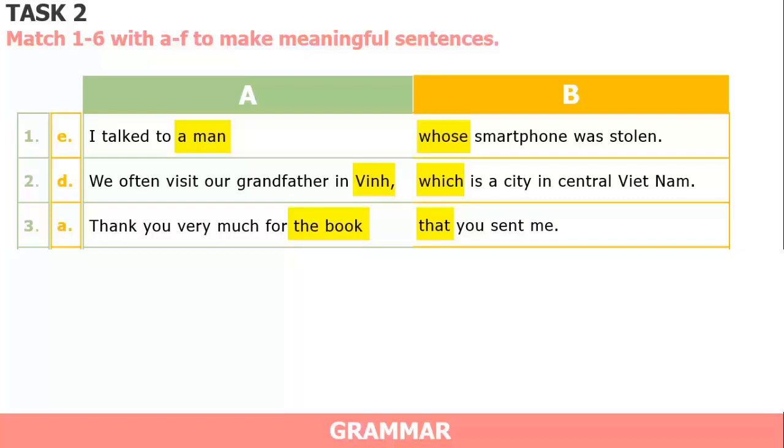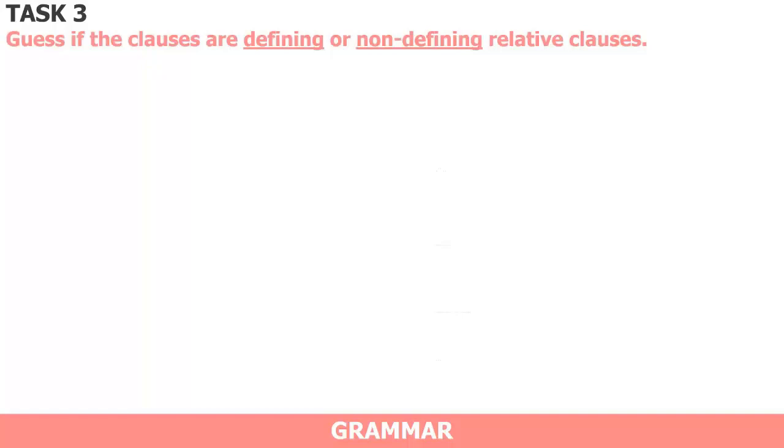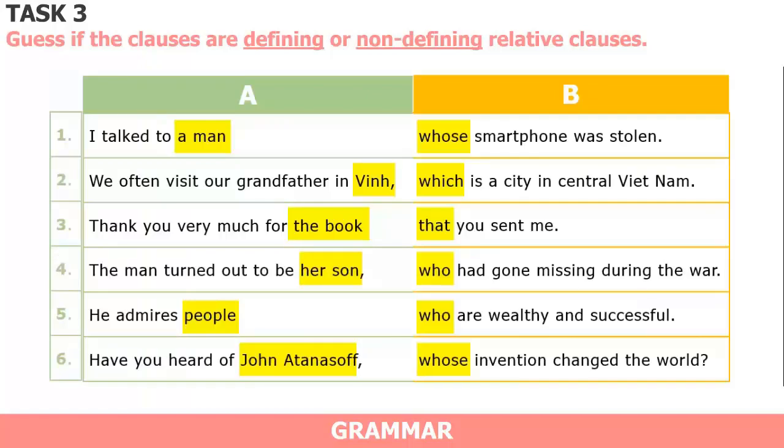Similarly, the answers for number 4, 5, and 6 are F, C, and B respectively. Is that clear enough? I hope you all have chosen the right answers. We have just completed task 2. To understand the relative clauses more, we next move on to task 3. Look at these sentences again and guess if the clauses are defining or non-defining relative clauses.